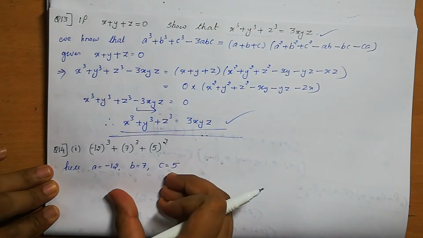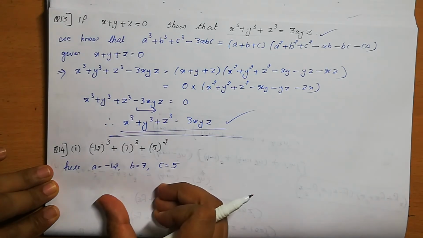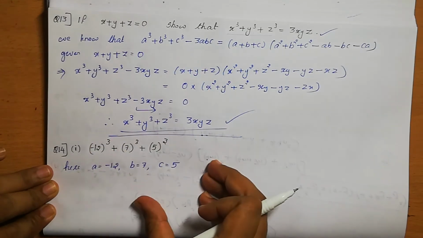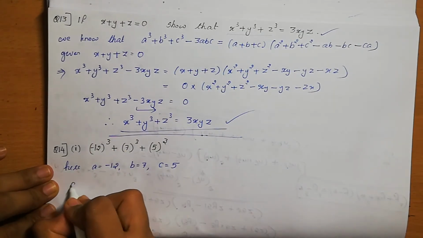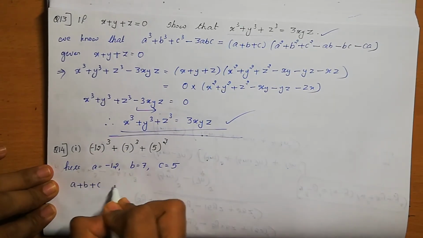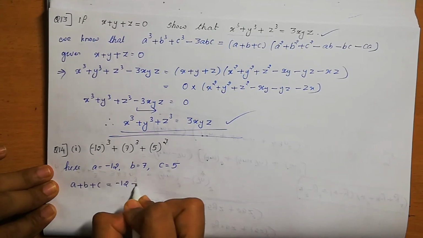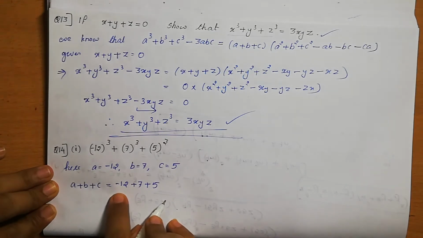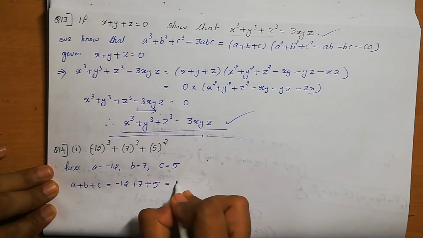If you get a question like this, first we need to check the value of a plus b plus c. If it is equal to 0, the calculation is very simple, right? So a plus b plus c is minus 12 plus 7 plus 5. 7 plus 5 is 12, 12 minus 12 is 0. That means this is equal to 0 only.